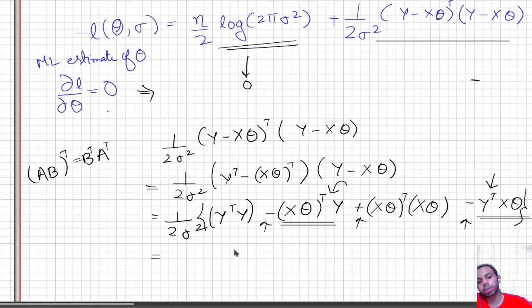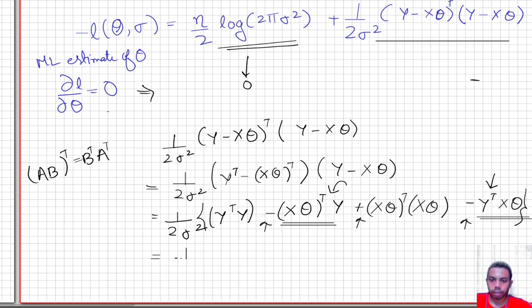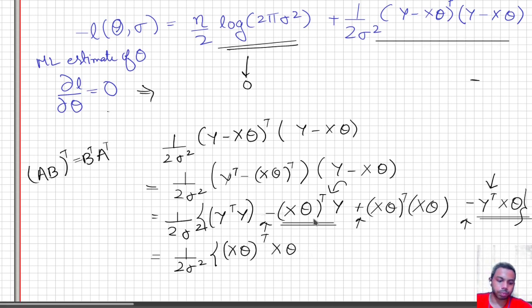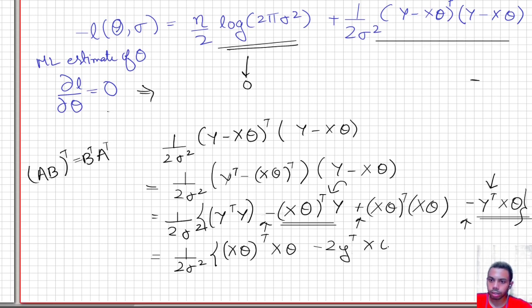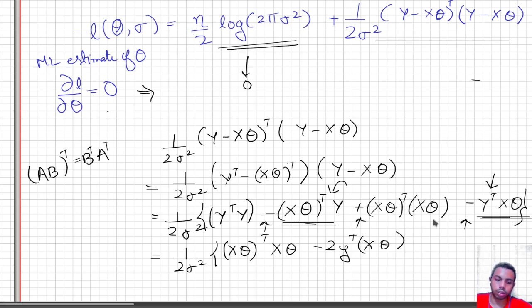The 1 by 2 sigma square is obviously on the whole thing. Let's write everything down the way we want to. I'm going to take this term first. So I have (x theta) whole transpose into x theta. Then I'm taking 2y transpose x theta. So these two terms I'm taking together, 2y transpose x theta, and the remaining term is y transpose y.